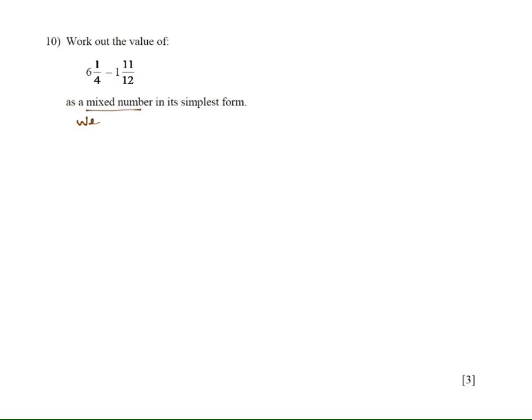So as I said, we hate mixed numbers, so we're going to go straight into top-heavy. 6 and 1/4 minus 1 and 11/12 is going to be 25/4 minus 23/12. Lowest common multiple of 4 and 12: 12 is 12, so this becomes 75/12 minus 23/12. 75/12 minus 23/12 is 52/12.